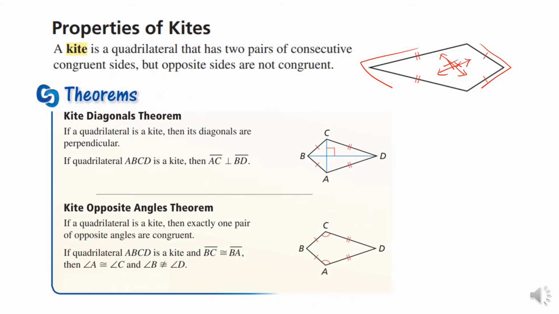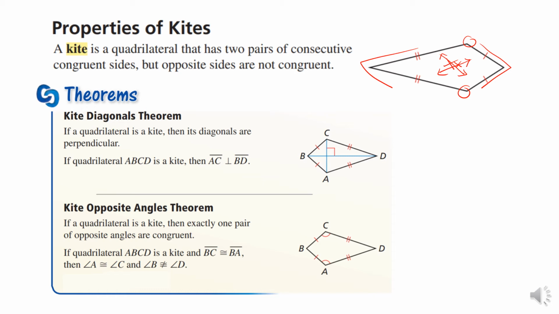All right, so the kite diagonal theorem. If a quadrilateral is a kite, then its diagonals are perpendicular. If a quadrilateral is a kite, then exactly one pair of opposite angles are congruent. And it is the ones like this, okay? So really important to remember. If you find it has two sets of congruent opposite angles, then it's not a kite.